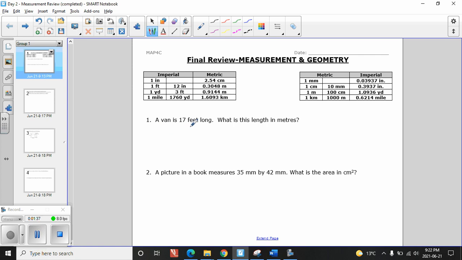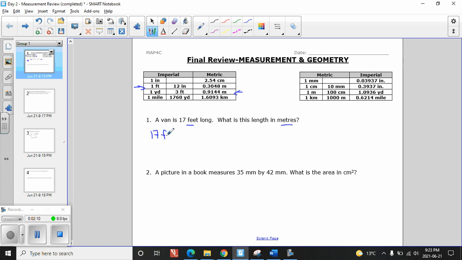A van is 17 feet long. What is the length in meters? So going between feet and meters, there's a couple of places that we can pull that information from. 1 foot is 0.3048 meters, or 3 feet is 0.9144 meters, or on the other side, I don't think we've got feet over on that one. We have to pick one of these blue arrows. I'm going to pick the second one this time just to try something a little bit maybe unusual.